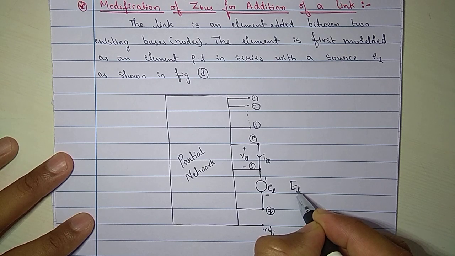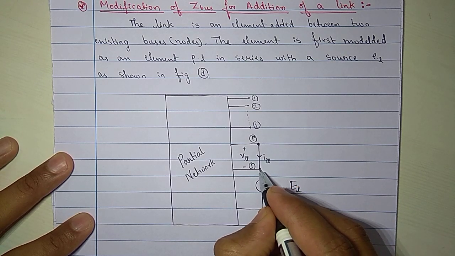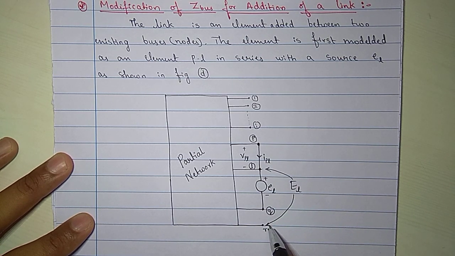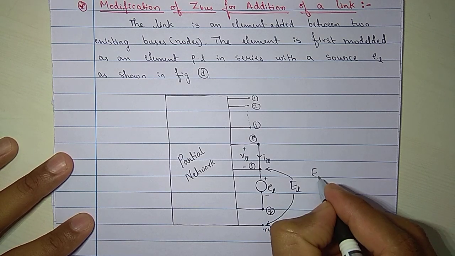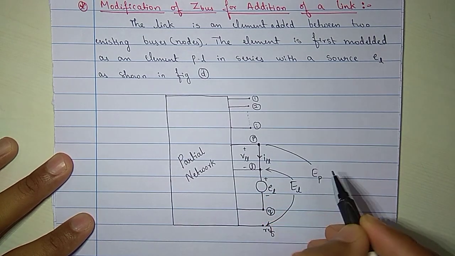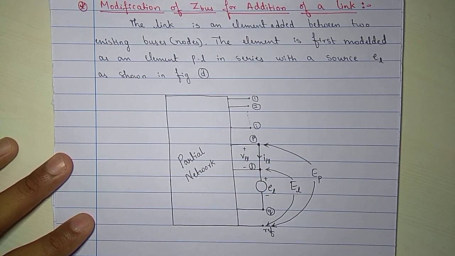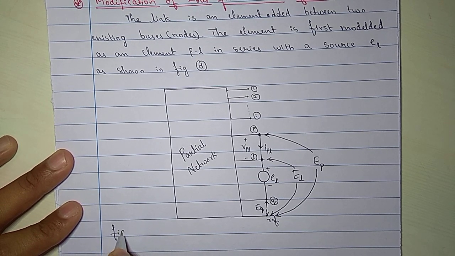Now E suffix L is a voltage across this node L with respect to the reference node. The same way, I'll write EP, meaning it is the voltage across this node P with respect to the reference node. Whereas EQ is nothing but the voltage from bus Q to the reference bus. Is that okay? So now I'll name this as figure D, that is addition of a link.